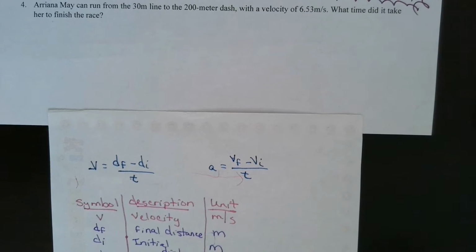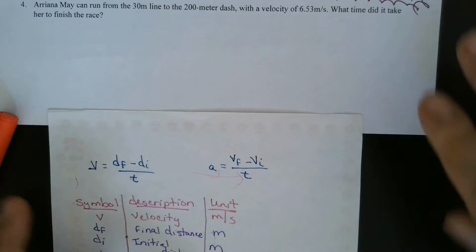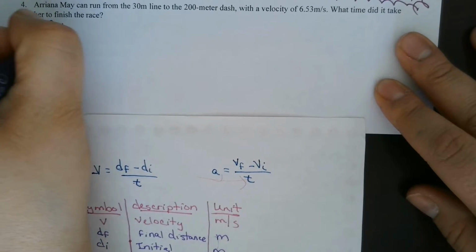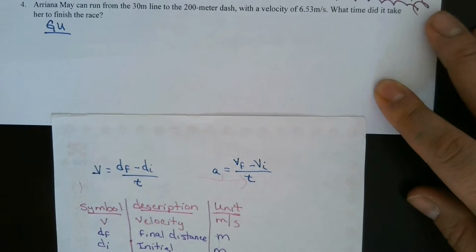So Ariana May, she can run from the 30-meter line to the 200-meter dash with a velocity of 6.53 meters per second. What time did it take her to finish the race? So listing everything we know, we're still doing givens and unknowns. If you're not using the process, I will not answer any questions that you may have, and I will redirect you to these videos. So givens and unknowns, what is the information that we know about Ariana May?